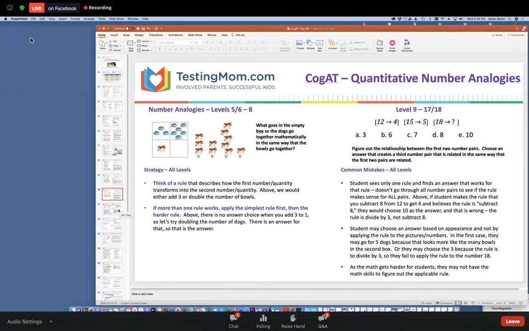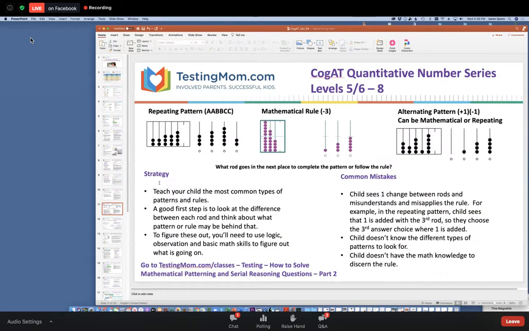But you know, you just have to try to discern what the rule is. And I do have a whole workshop on this one too, if it's hard for your child. The other thing we're going to talk about a little bit is some of the number patterns for younger kids, and then I'm going to tell you some things about older kid number patterns.